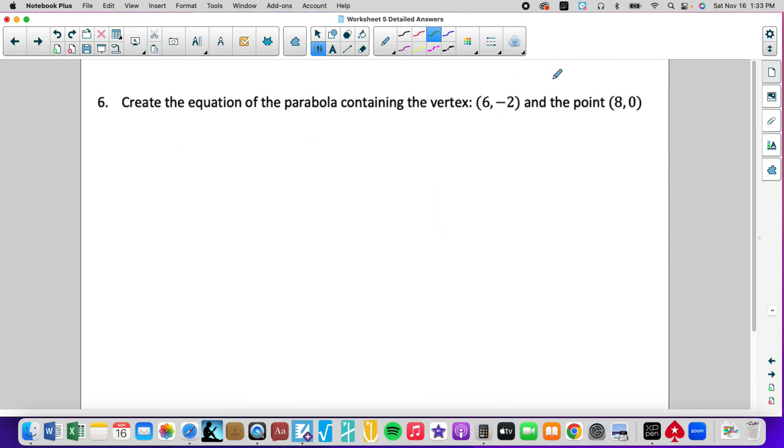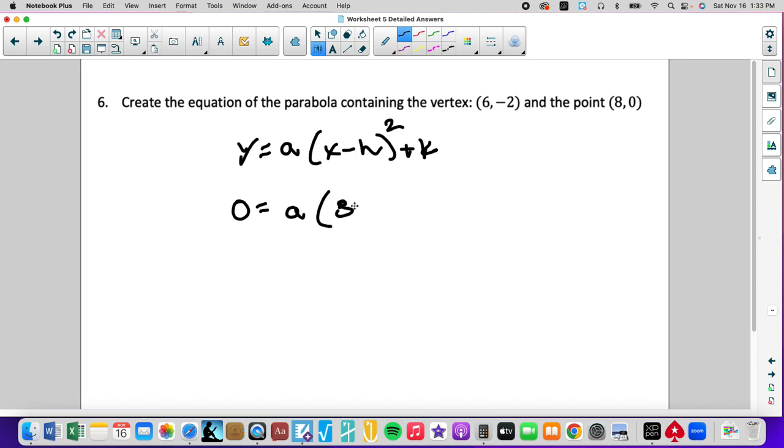That's a nice one. And now we're given the vertex. So now we can use the vertex equation, which is y equals a times the quantity x minus h squared plus k. I think it's that. Now we're given a point. We're given the vertex, so the point will plug in for x and y, and we'll still solve for a. X is 8, minus my h, 6, quantity squared, minus 2, or plus negative 2.